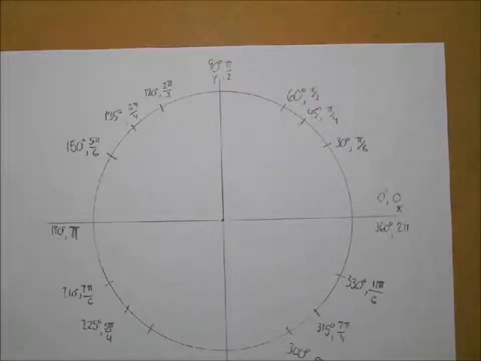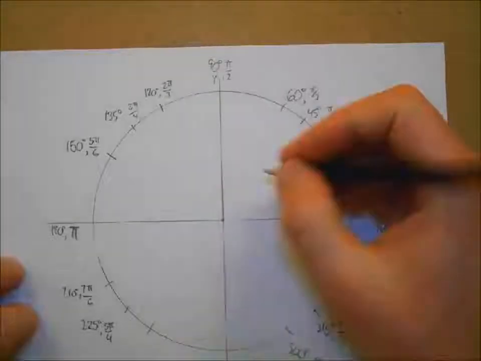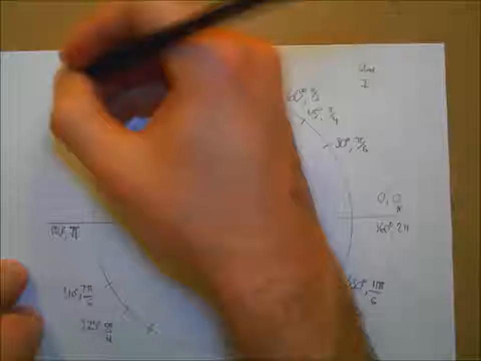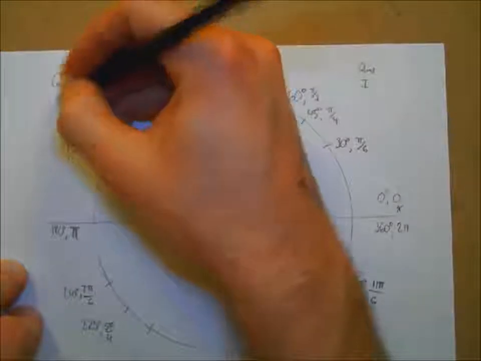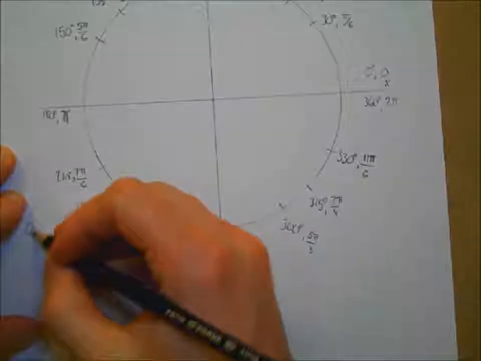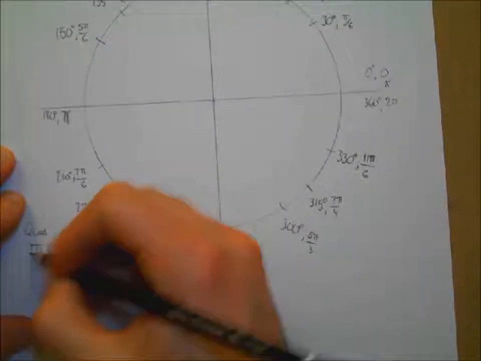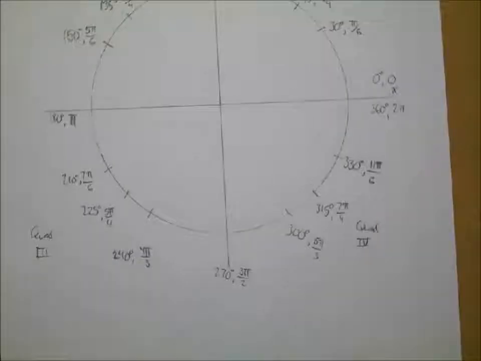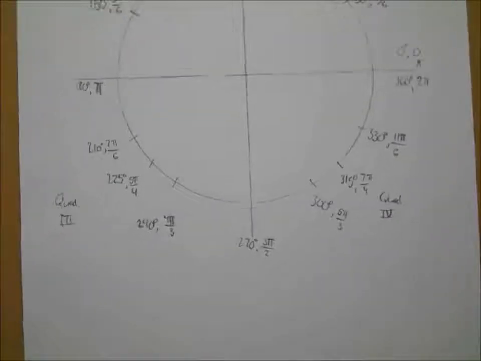So wait, do we have to memorize these? Yes. Okay. Yeah, not a bad idea if you want to maybe even label your quadrants here. Here's this quadrant 1, quadrant 2, okay, and then quadrant 3, and then quadrant 4. Okay, and then there's your bottom half right there of your unit circle.